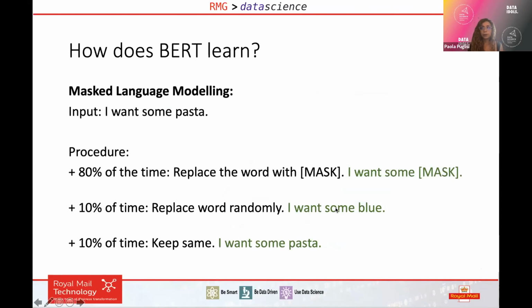So how does BERT learn? BERT learns the context of the sentence by initializing 2 unsupervised tasks in each iteration. The first one is masked language modeling. Let's pick the sentence, "I want some pasta," for example. Here it wants to predict the word pasta, but it will use 3 different procedures to do it. For 80% of the time, it will replace the word to predict, pasta, with a mask. So it will be trained over the sentence, "I want some mask." 10% of the time, the word to predict will be replaced randomly: "I want some blue."